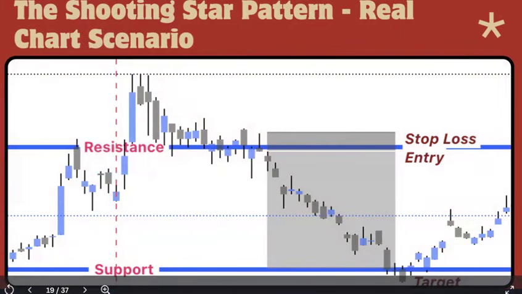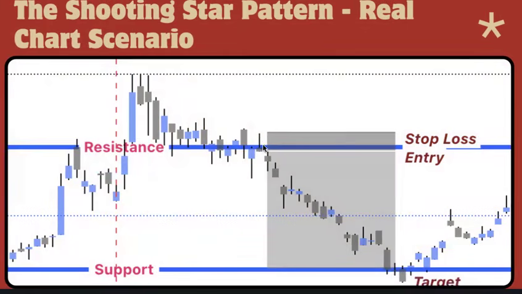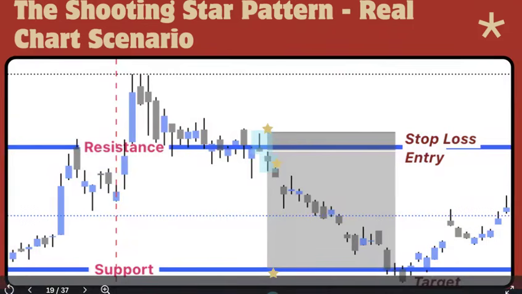Let's see the real chart scenario. Here is the shooting star. The next candle closes below the shooting star and everything happens at the resistance. So entry would be at the third candle. Stop loss is at the high of the shooting star and target is at the support.